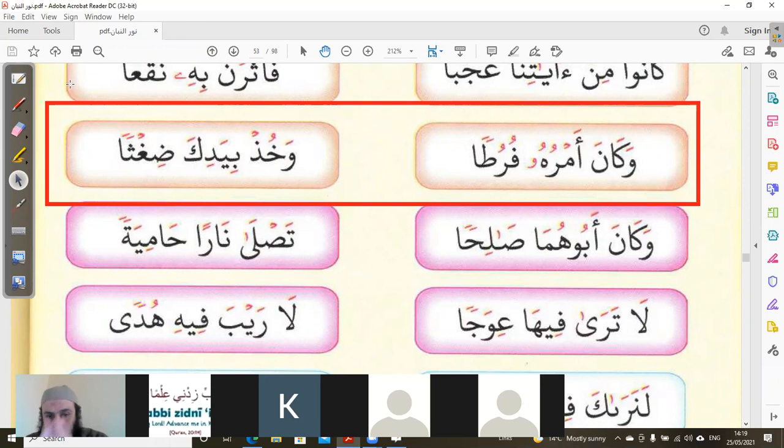Wa kana amruhu furutan. Give it the same one time. Okay. Wa kana amruhu furutan. And who is long here? This should be two times because there is a small madd here. وَكَانَ أَمْرُهُ فُرُطًا. Good, next.